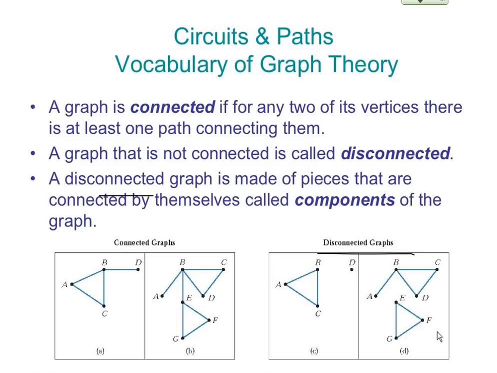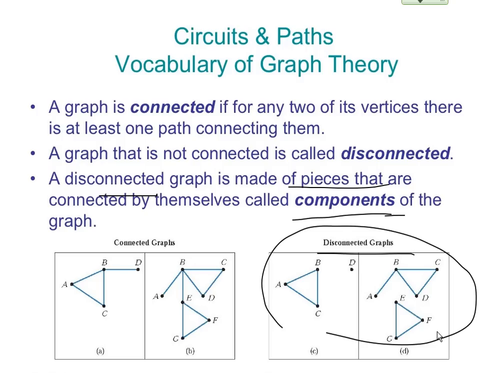A disconnected graph is made of pieces that are connected by themselves, called components of the graph. We're not going to talk about disconnected graphs very much. Most of the ones we're going to talk about are connected.